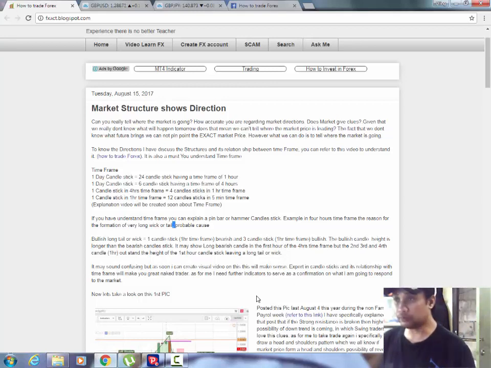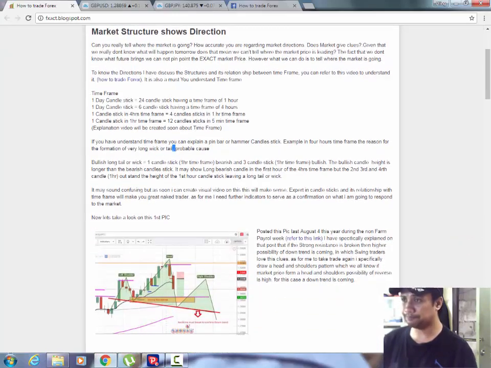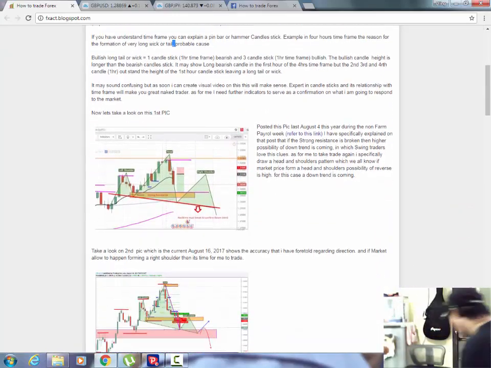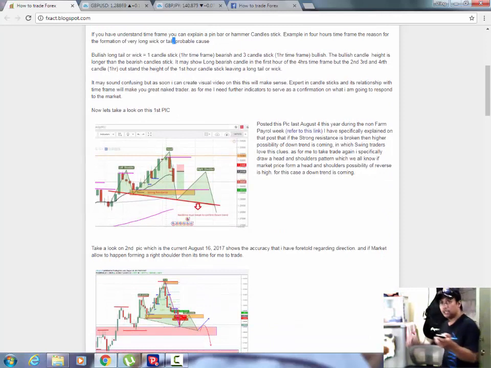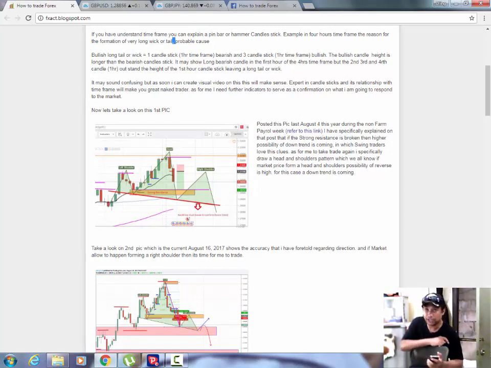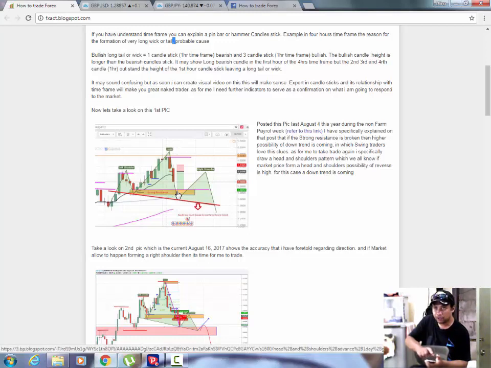Now let's proceed. What I have written here specifically was the structure. You can see that the market structure can show direction. And lastly, this was the peak.